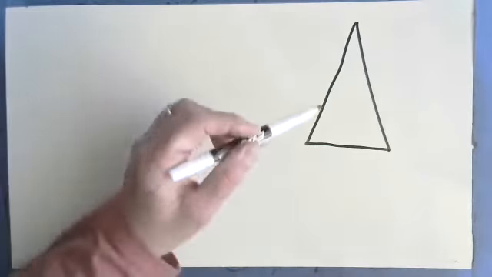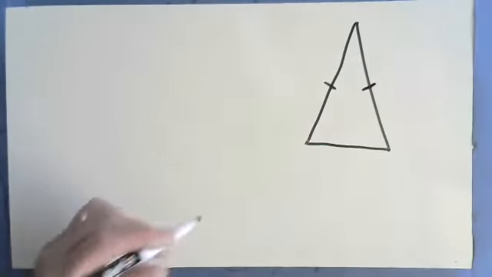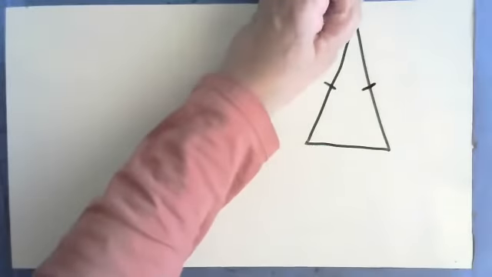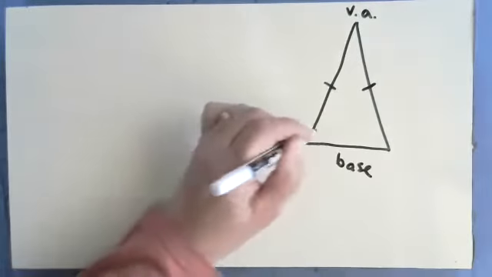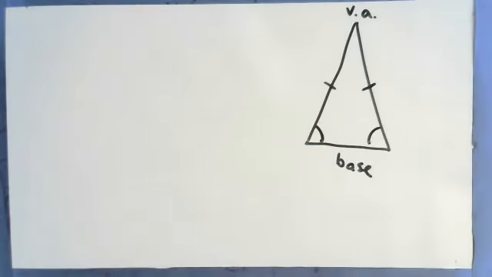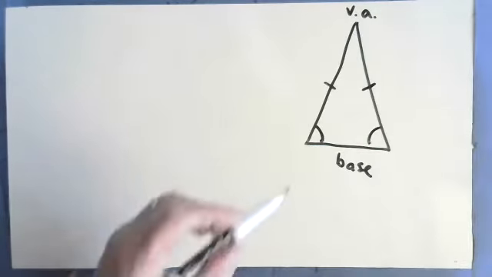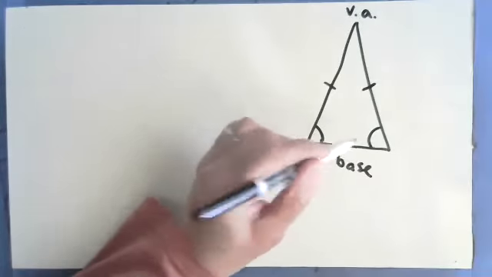Here I've drawn an isosceles triangle, and these are the congruent sides. This is the vertex angle, so that makes this the base, and that makes these two angles the base angles. Our goal is to prove that these two angles are congruent.